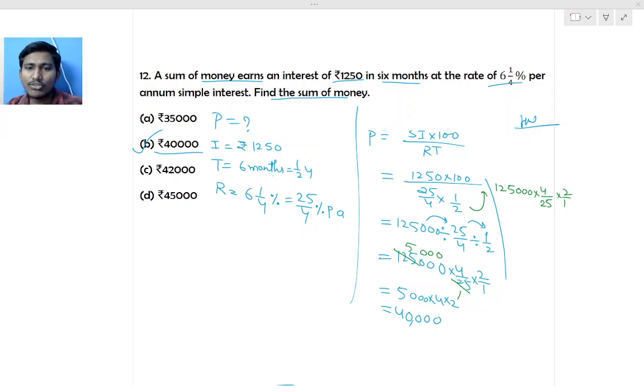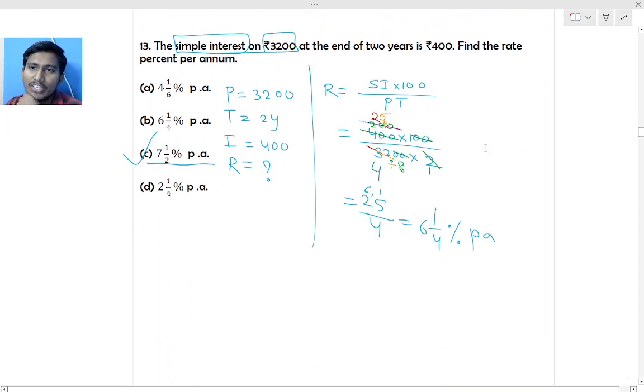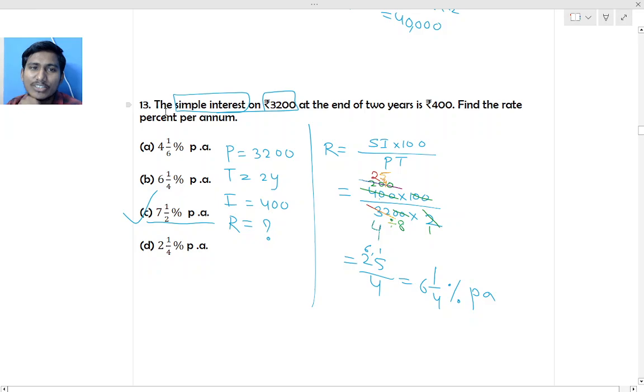So here let us solve the 13th question now. The question is: the simple interest on 3200 at the end of 2 years is 400. How many years? 2 years. Simple interest is how much? 400. So simple interest I becomes 400.